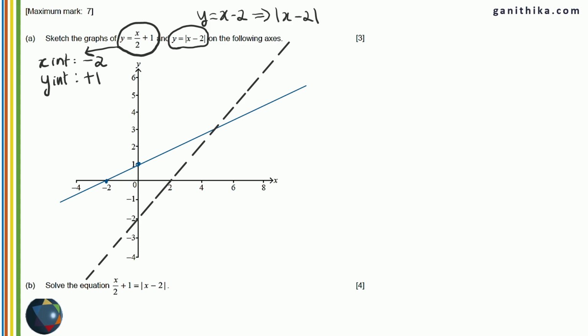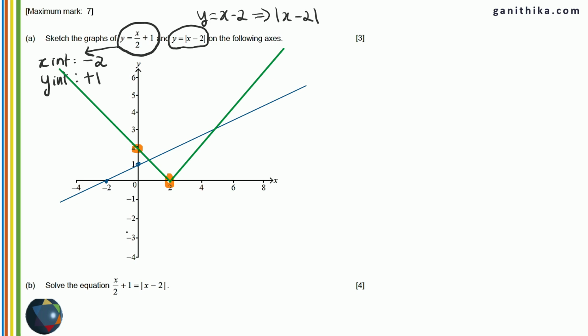From this line, you can make the absolute value function. At the point where it crosses the x-axis, the line changes direction and passes through the y-intercept, which is 2. So in this case, the y-intercept will be 2, and the x-intercept will be 2 again. This green line is the modulus of x minus 2 and the blue line is x by 2 plus 1. We have sketched the graphs of both equations here.